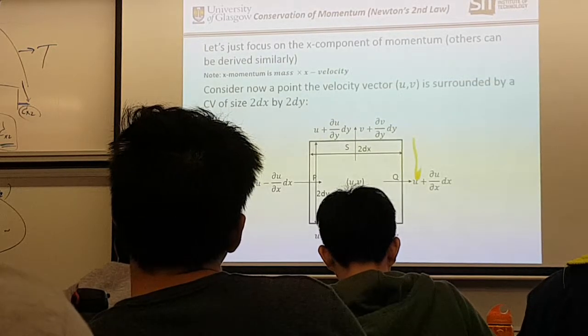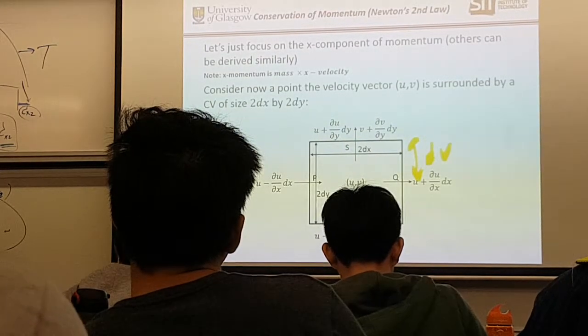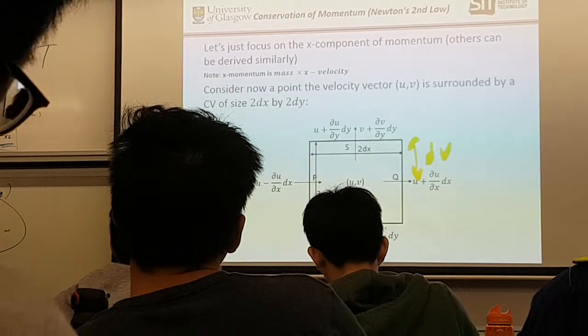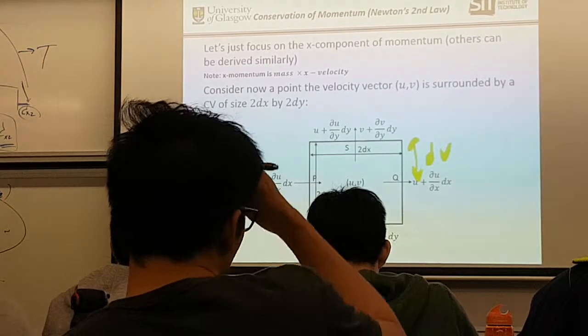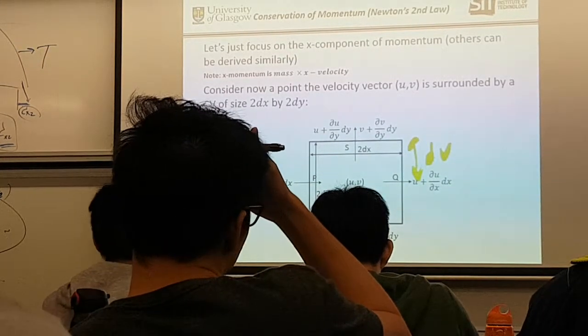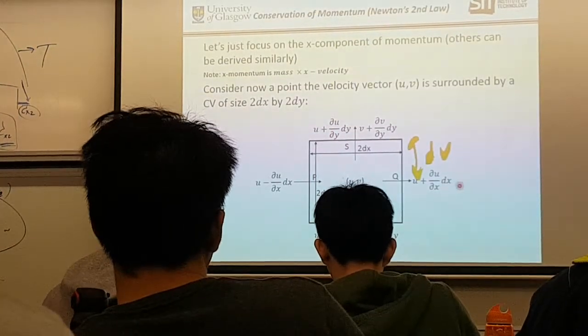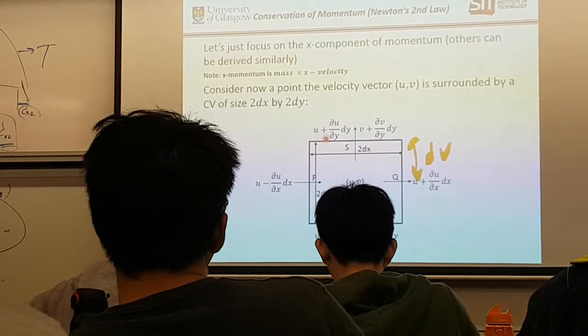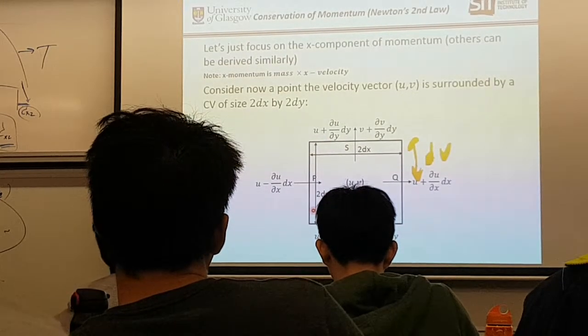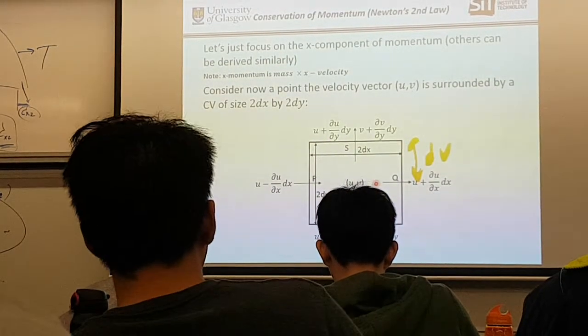Okay, that means what's the change here? I need to have this V plus dV/dy times dy. But really, the more important thing for me is all the U components. How does U change with respect to X? And how does U change with respect to Y? So this is the first thing that you must establish.